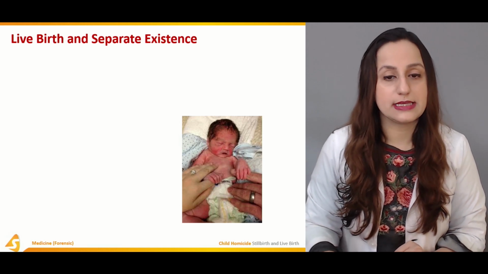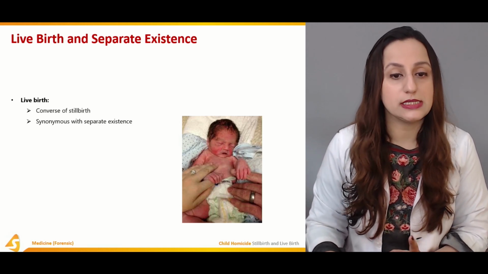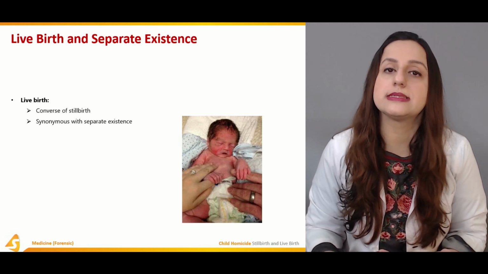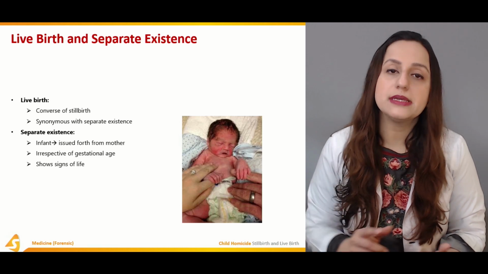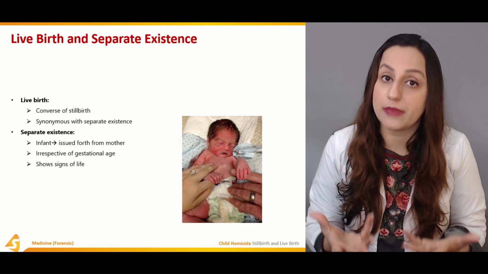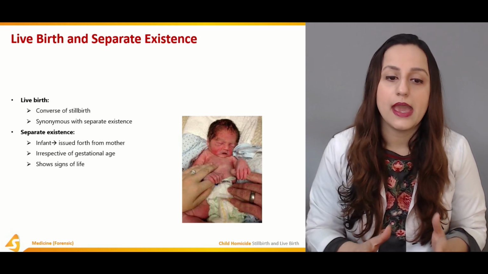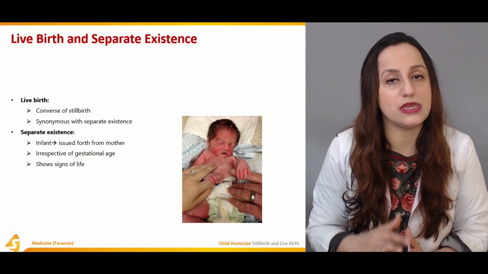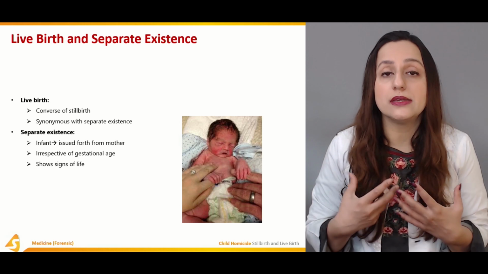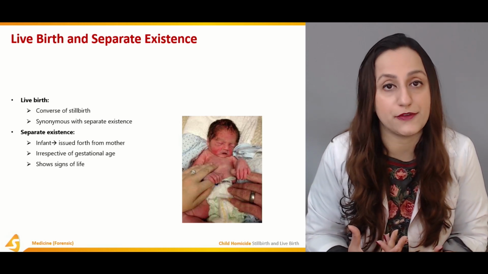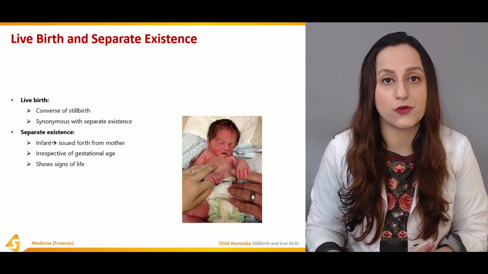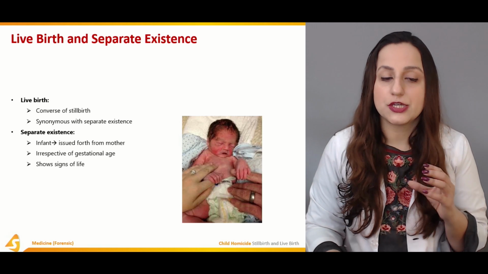Live births and separate existence have to be basically differentiated. The converse of stillbirths is basically the live birth, and synonymous with separate existence. Now, the separate existence is basically established when the infant is issued forth from the mother. He's completely expelled out, and it is irrespective of the gestational age. If the viability age has been attained or not, it is irrespective of that. And the infant basically shows the signs of life. So that is basically the complete definition, and if the criteria is fulfilled, then it comes under the terminology of separate existence.